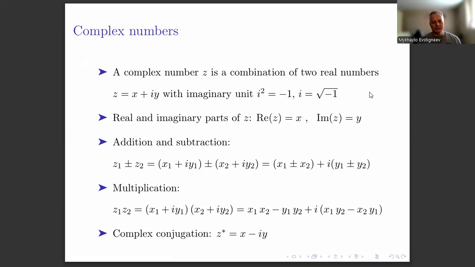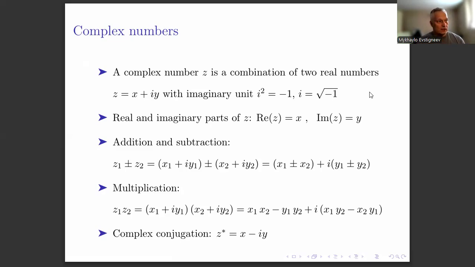All right, so if you have a complex number, it has a real part, x, and the imaginary part, y. Now you can define arithmetic operations between complex numbers, so you can add them or subtract them. When you add two complex numbers, you add up their real parts, and that will be the real part of your result. You add up the imaginary parts of the two complex numbers, and that will be the imaginary part of your result.